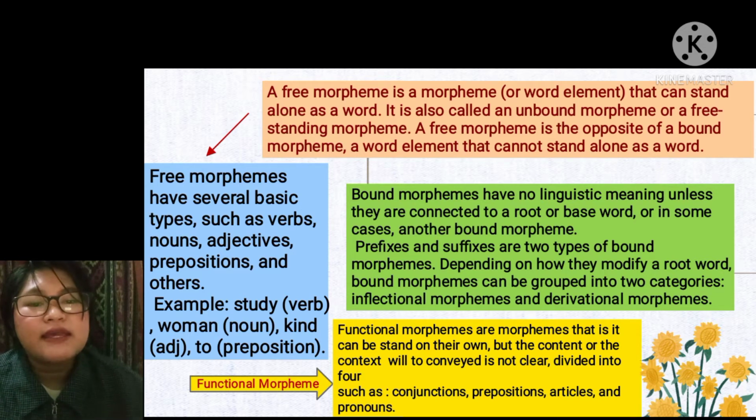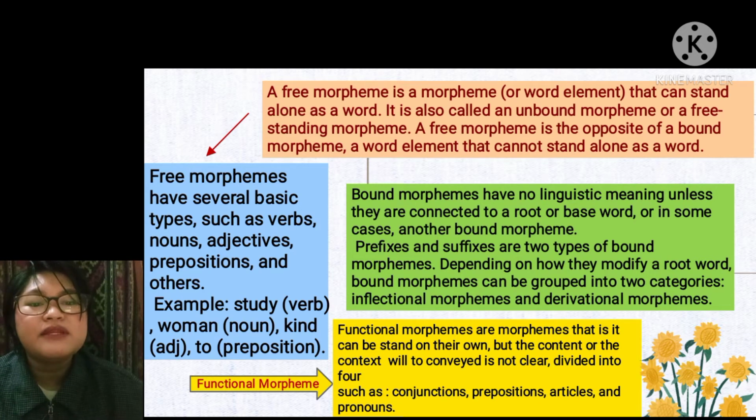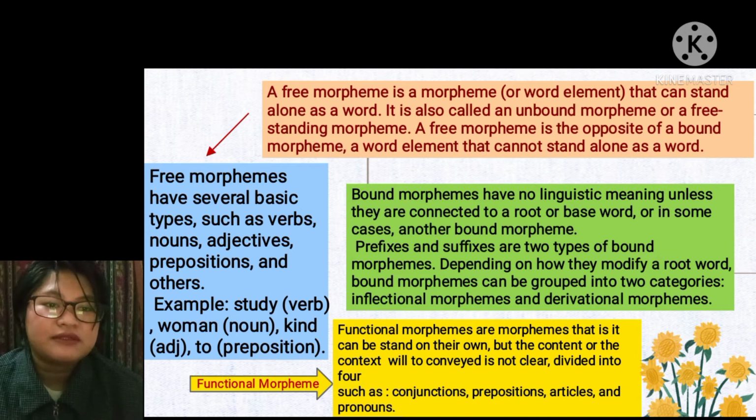Free morphemes have several basic types such as verbs, nouns, adjectives, prepositions, and others. Examples are study as a verb, woman as a noun, kind as an adjective, and to as a preposition.